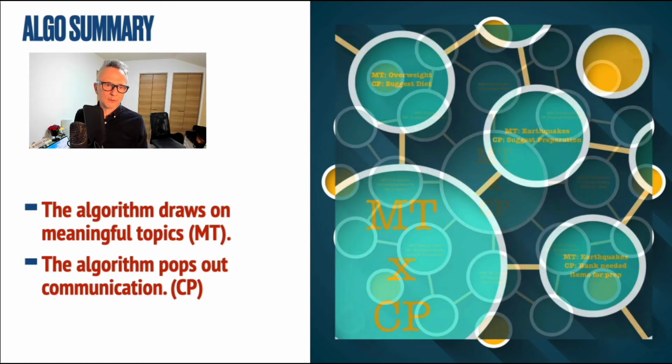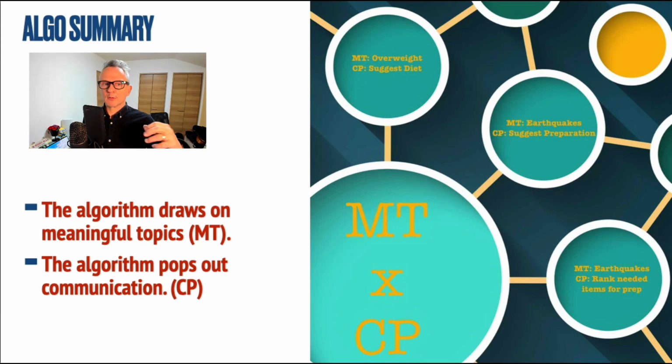So let's take a look at a few of these. So the meaningful topic is earthquakes. You could have a story about it. And the communication popper is suggest preparation, right? Look at the other one. It says someone's overweight. That's the meaningful topic. The communication pop out is suggesting a diet. And you can see here another one, earthquakes, but this time the communication principle is rank needed items for preparation.